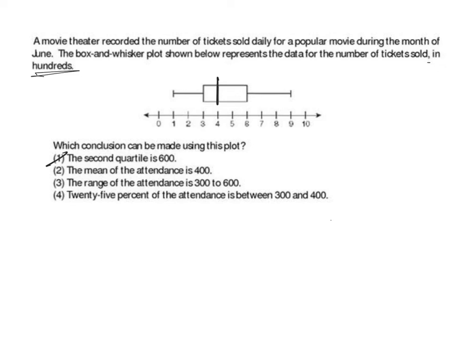The mean of the attendance is 400. Well, I cannot find the mean in a box and whisker plot, so that cannot be the answer. The range of the attendance is 300 to 600. 300 to 600 is the interquartile range, not the range. And then 25% of the data is between 300 and 400, and that is true because one section right here, that's 25%.